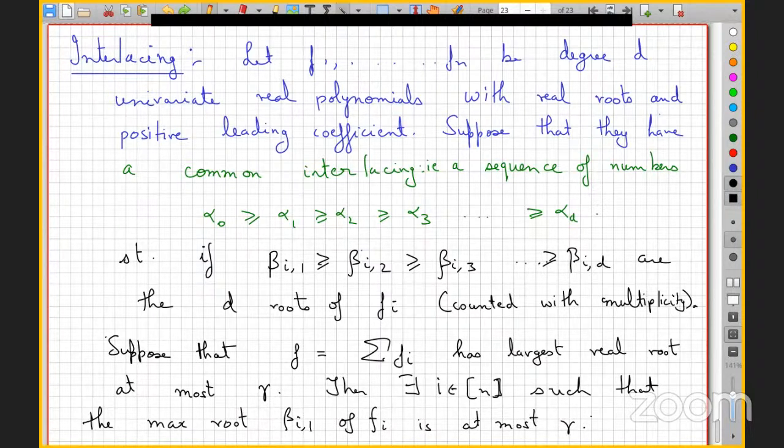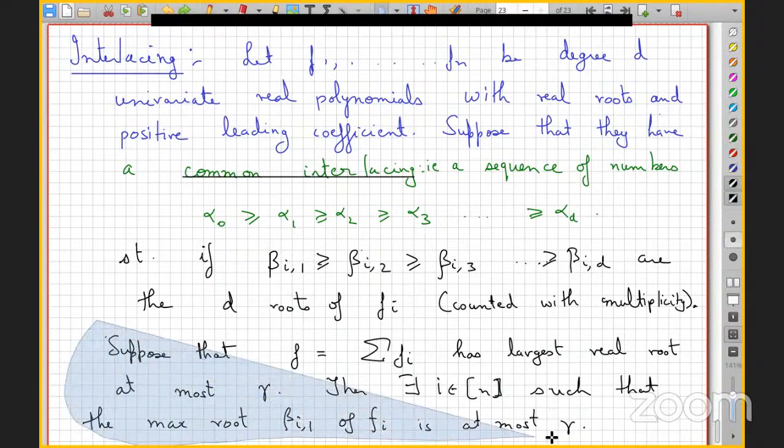Wait, did you define interlacing? Yes, that's what the green thing is, a definition. So a common interlacing is exactly a sequence of numbers alpha 0 to alpha d. Oh, sorry. Yeah, I got distracted.